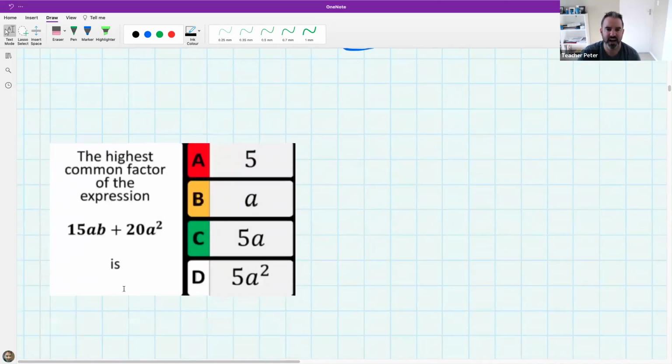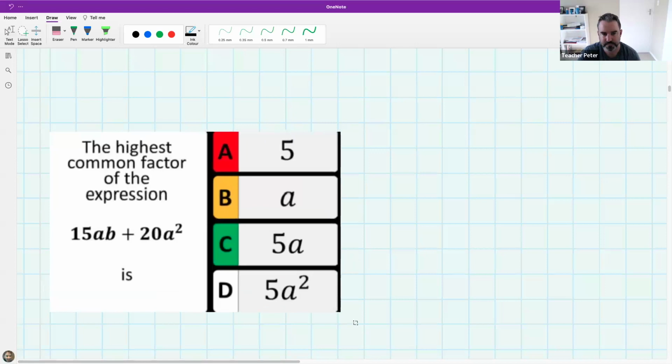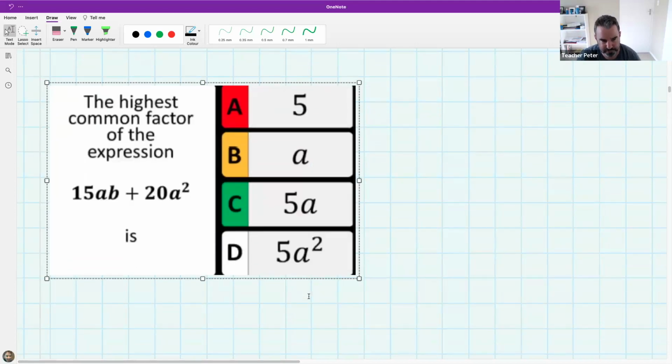What is the highest common factor of the expression 15ab plus 20a squared? And is it A, B, C, or D?